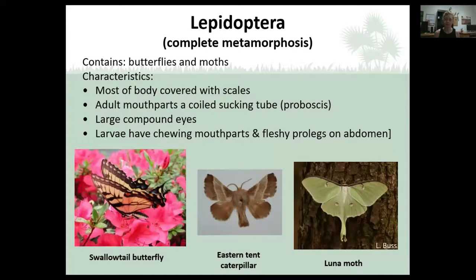The Lepidopterans, who doesn't love the Lepidopterans, the butterflies and the moths. These are all the adult stages, but for you, the pest stage is going to be the immature caterpillar stage, and they have chewing mouthparts as caterpillars.